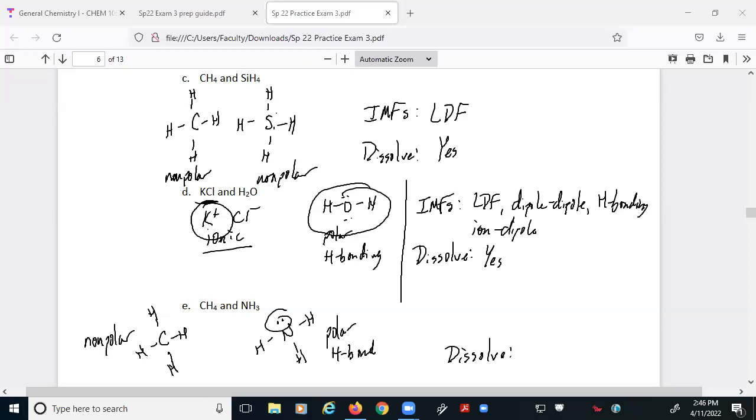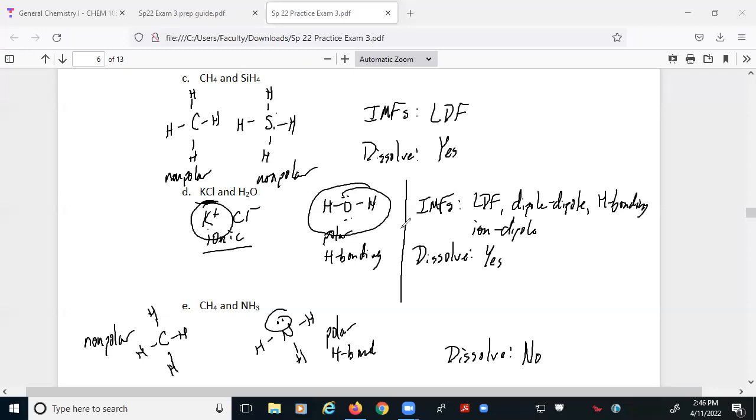Will these two dissolve in each other? No. This is an application where like dissolves like, and light does not dissolve light. Polar substances and nonpolar substances do not interact, do not dissolve in one another.